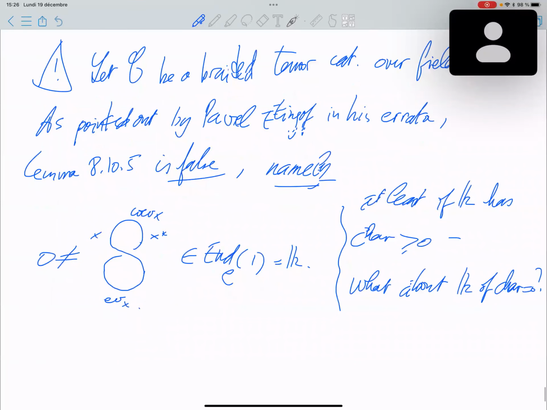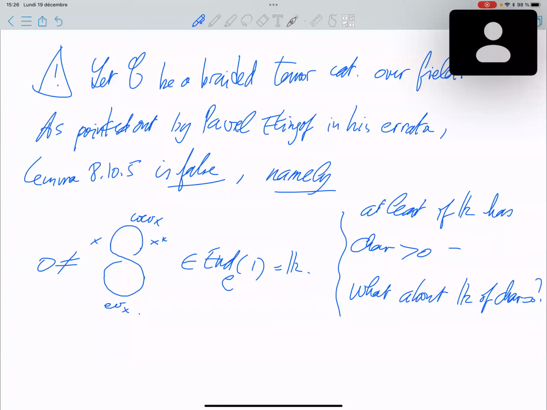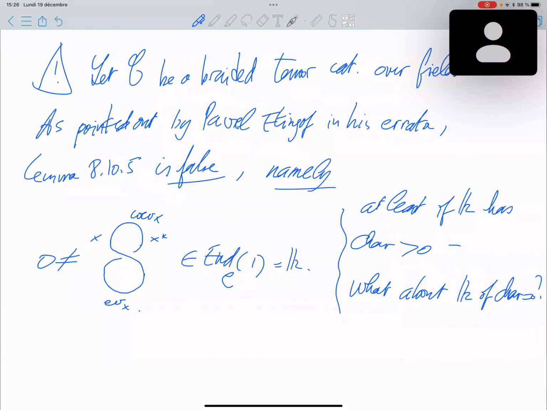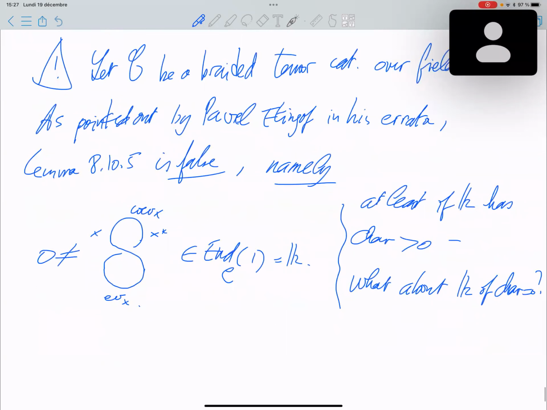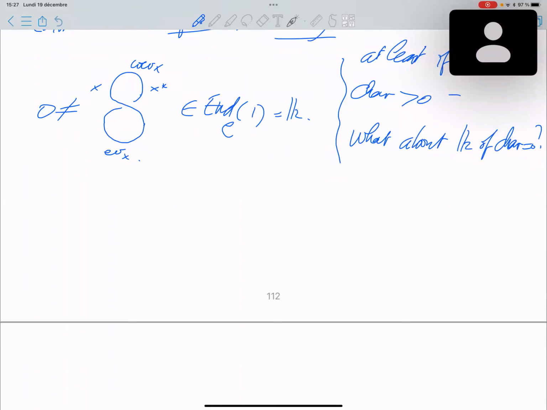What about K of characteristic zero? So be careful. This lemma was used to prove the next proposition. In fact, there is a direct proof of the next proposition which does not use this lemma, which is in fact easier, immediate. So it's okay. Be careful about that. This is false in general. But is it true in characteristic zero? I don't know.